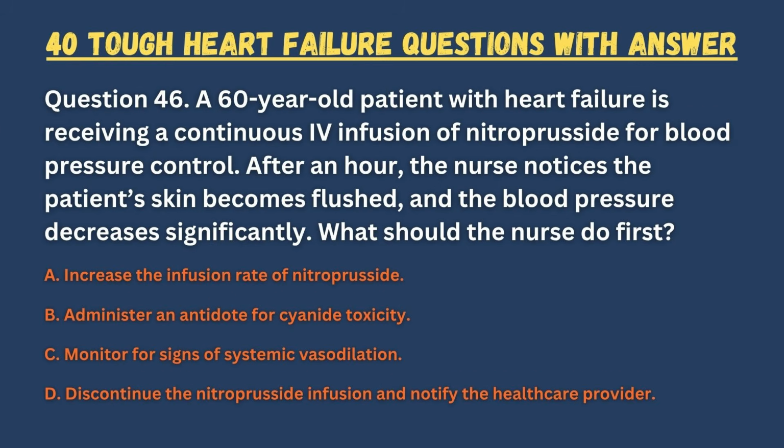Question 46. A 60-year-old patient with heart failure is receiving a continuous IV infusion of nitroprusside for blood pressure control. After an hour, the nurse notices the patient's skin becomes flushed and the blood pressure decreases significantly. What should the nurse do first? A. Increase the infusion rate of nitroprusside. B. Administer an antidote for cyanide toxicity. C. Monitor for signs of systemic vasodilation. D. Discontinue the nitroprusside infusion and notify the healthcare provider.